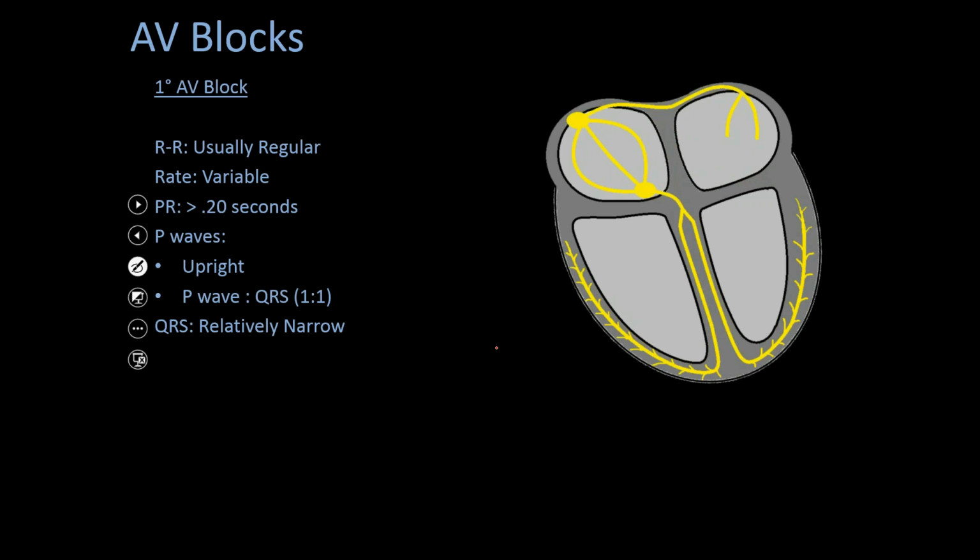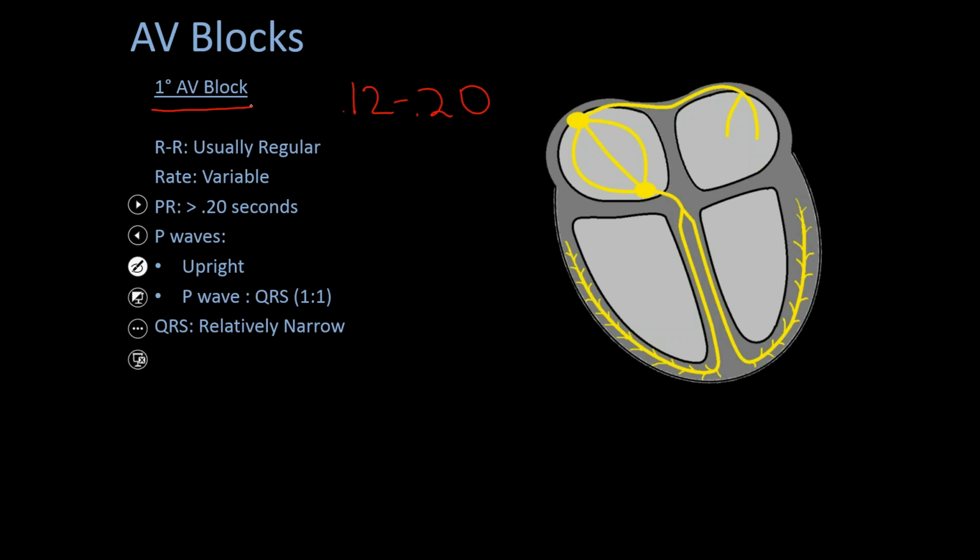Now we know that a normal PR is between 0.12 to 0.20. That's normal. That's a normal delay. But what happens if that delay is longer than normal? Well, we call that first-degree AV block.